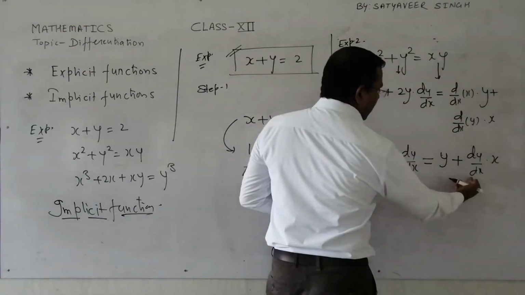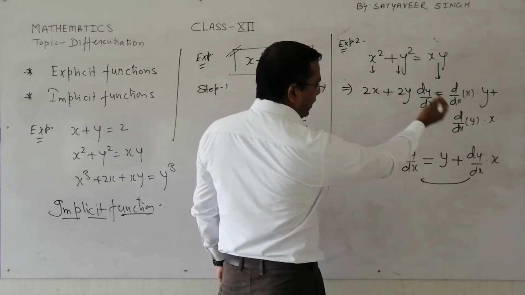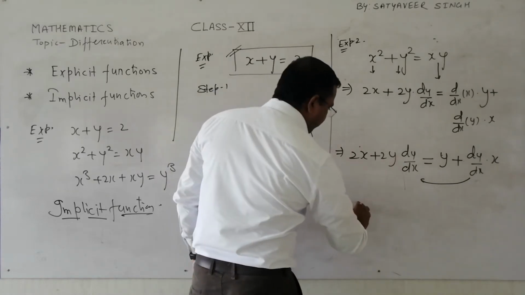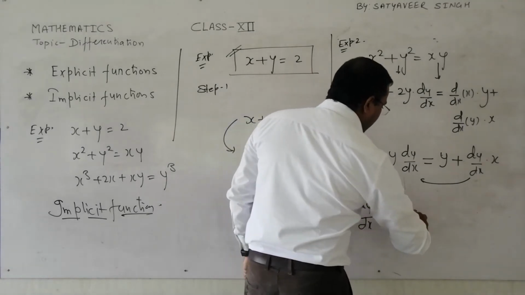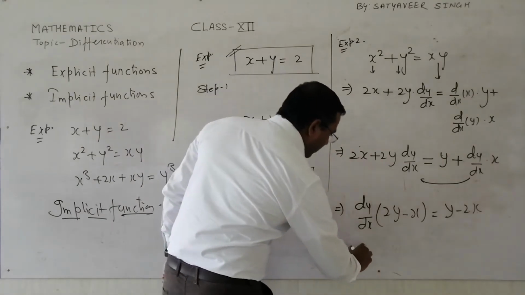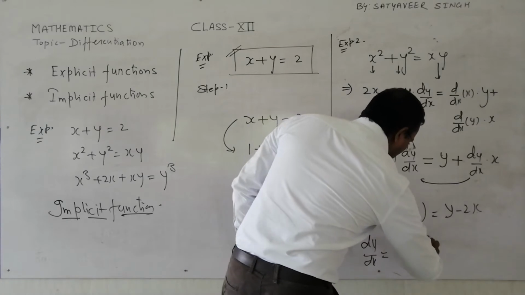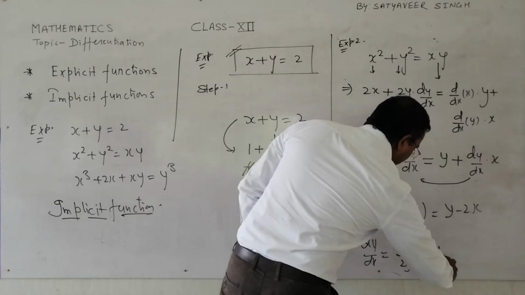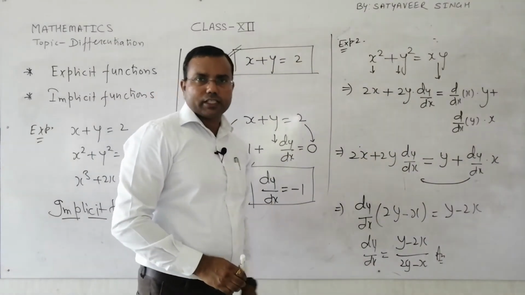So this you need to transpose here, and this part we can transpose to another side. So after doing the transposition and taking common, you can write this given function as 2y minus x is equal to y minus 2x, which further you can write dy upon dx is equal to y minus 2x upon 2y minus x. So this is the differentiation of the given implicit function with respect to x.